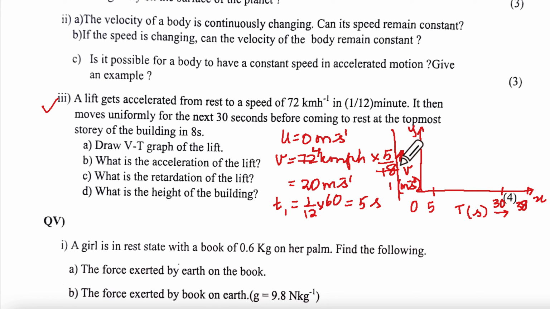Tell me, if it is accelerated motion, it is going to go to how much? 20 meter per second. It is going to go here. So this will be the initial part. Then uniformly means your velocity is the same here. Then it comes to rest, means velocity is decreasing. Did you understand what has happened? Yes, ma'am. This is good enough.